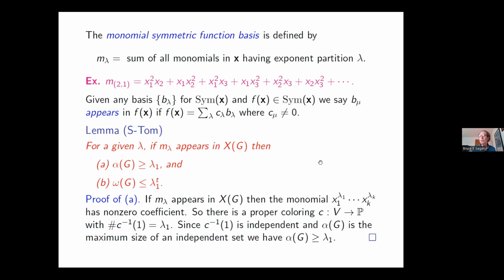Okay, so hopefully this is really simple. That's one of our points, that going via the monomial basis is going to give us power when we get to the elementary basis.